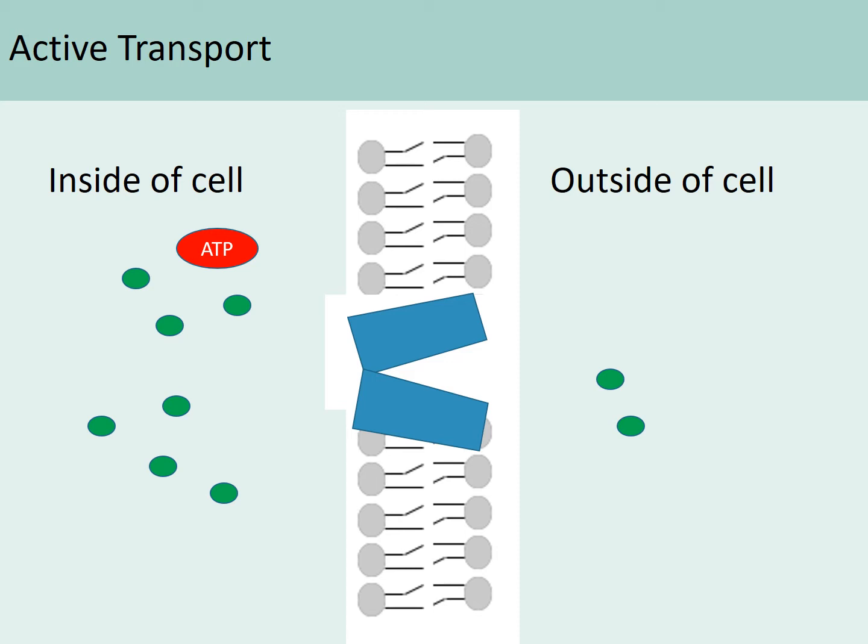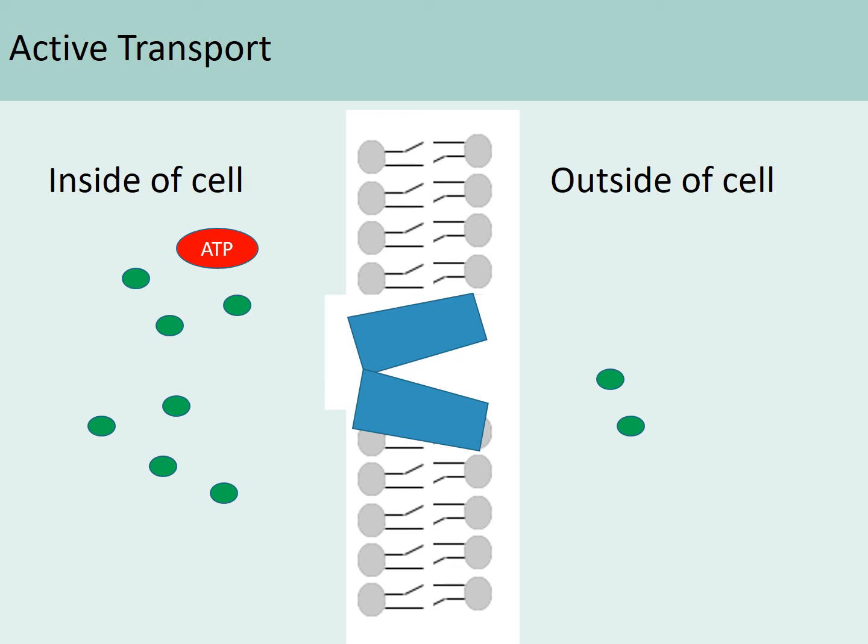So on the left-hand side, we've got the inside of a cell, and you can see that there are more particles in a given area, so it's got a higher concentration. On the outside of the cell, we've got less particles, so there's a lower concentration. And that picture in the middle is showing a membrane. That's what a membrane actually looks like. Again, you don't need to know that at GCSE.